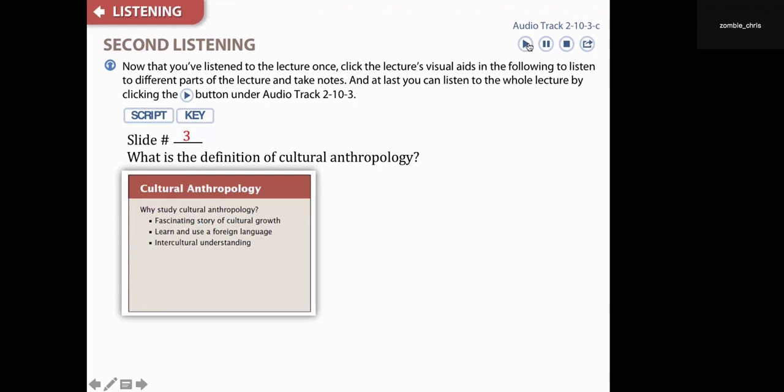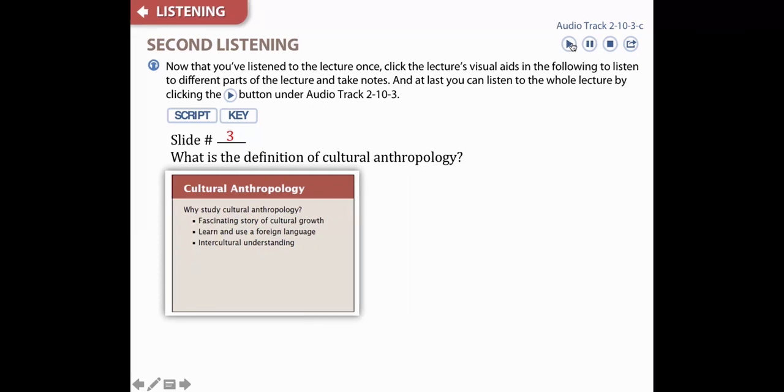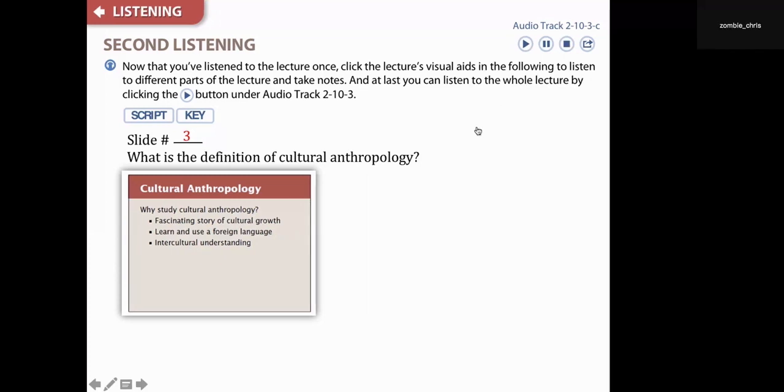So, what's the definition of cultural anthropology? You didn't need to listen too long to this. Cultural anthropology is the study of cultures, living and dead. So, cultural anthropology is the study of cultures living and dead.